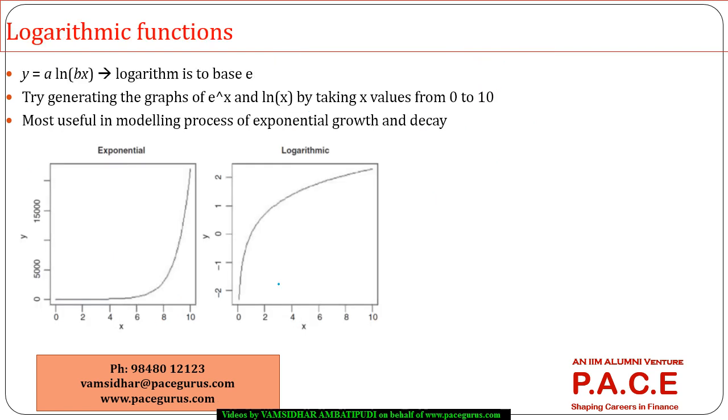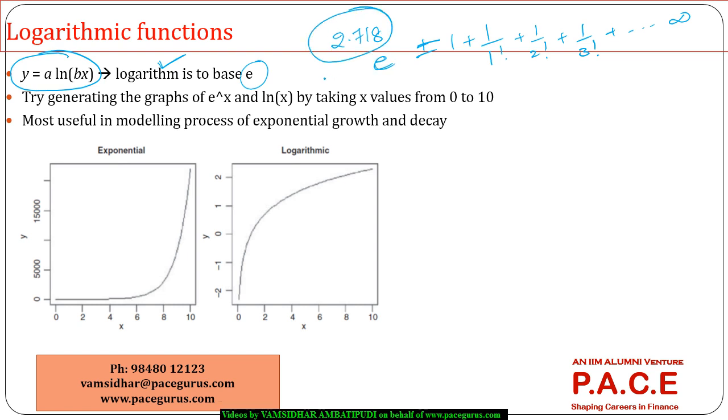Now, looking at some of the important functions, let's start applying them one by one to the R scenarios. Logarithmic functions: if I have y equal to a log x, the logarithm here we are always defining to the base e. E is typically 2.718, which is nothing but 1 plus 1 by 1 factorial plus 1 by 2 factorial plus 1 by 3 factorial and so on up to infinity. This would converge to a value called e, which is equivalent to 2.718.